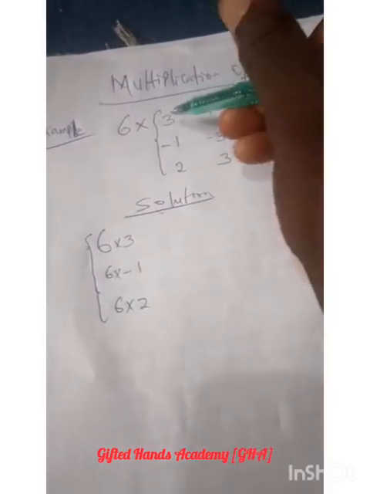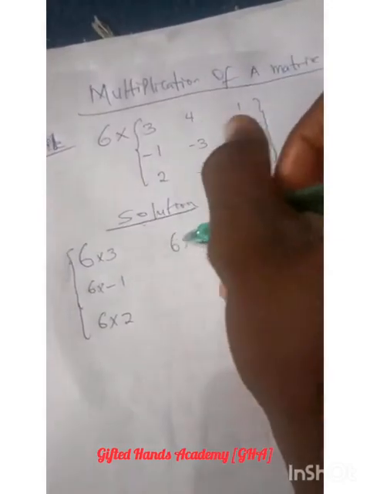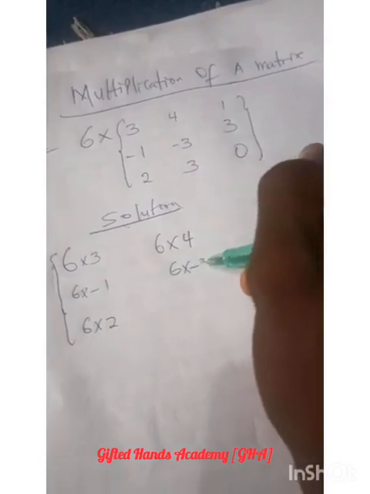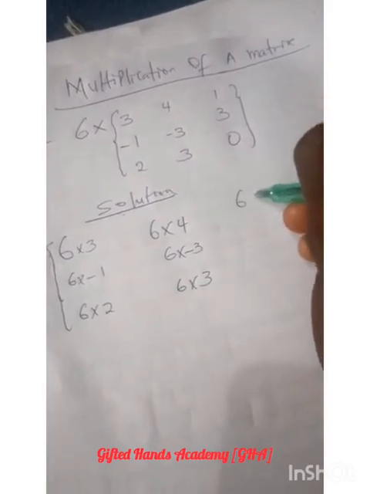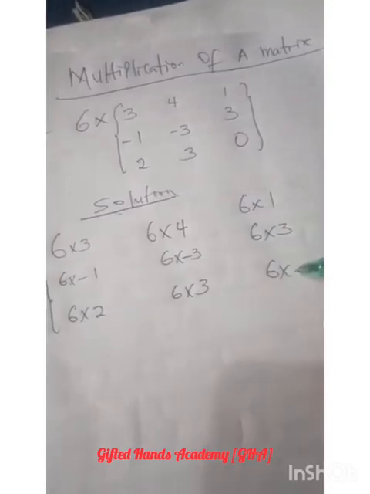I'm done with this column. I move to the next column. This is 6 times 4. 6 is multiplying everything. Then this is 6 times minus 3. Then this is 6 times 3. Then for the last column, I have 6 times 1, 6 times 3, 6 times 0.